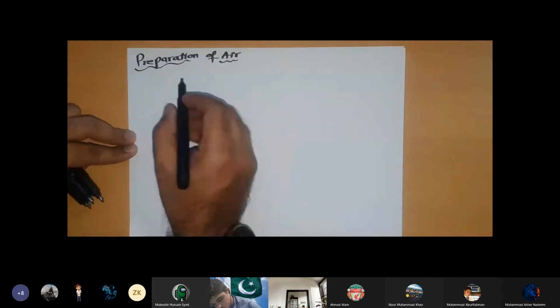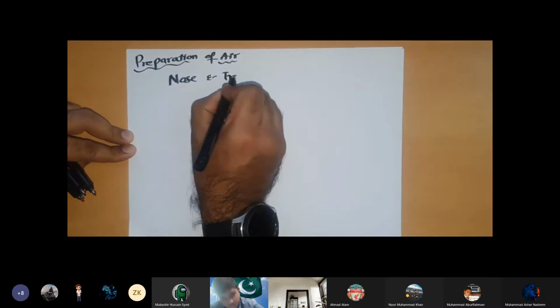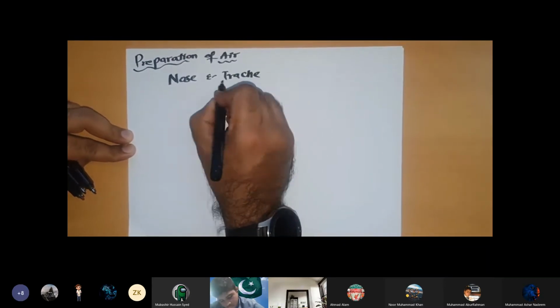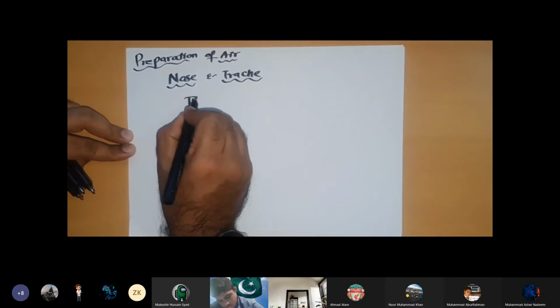When we keep our air conditioners on, usually we keep the temperature at 20 degrees or 22 degrees, while our body temperature is 37 degrees. So when the air is entering inside our body, the air temperature should be the same as our body temperature. Now, in preparation of air, our nose and trachea have to perform three very, very important jobs.